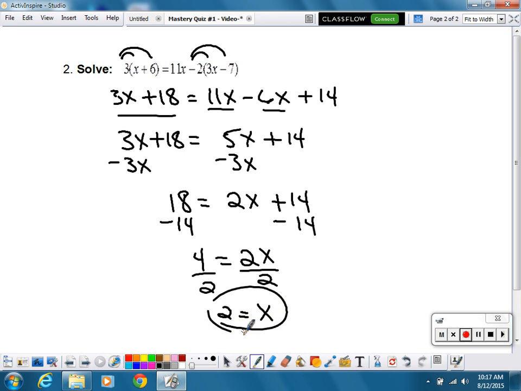Now just one last thing, the beauty of algebra and these types of equations is you can know if you're right just by plugging that number back into the original equation, and if it works, bam, you're good to go.